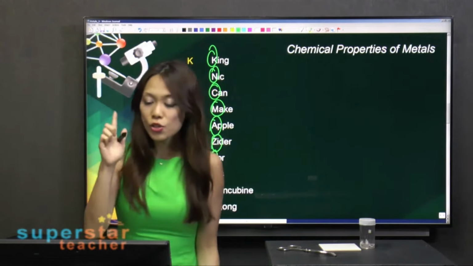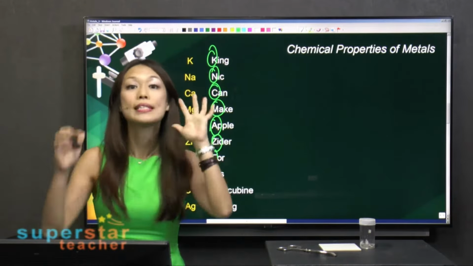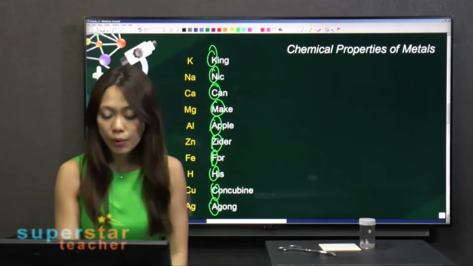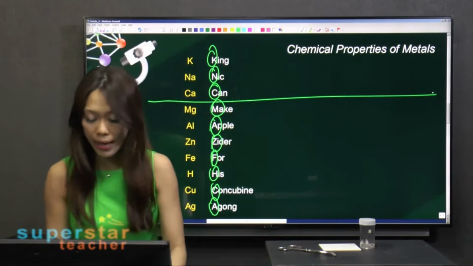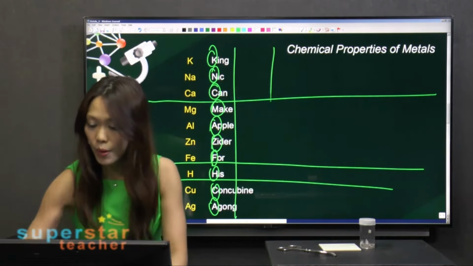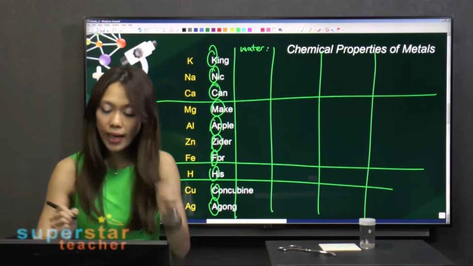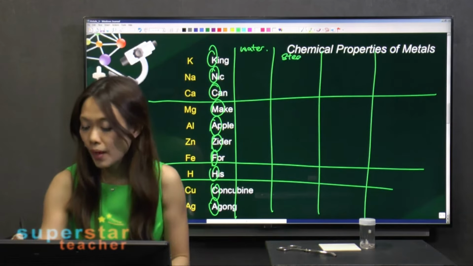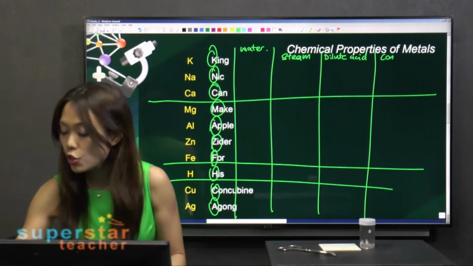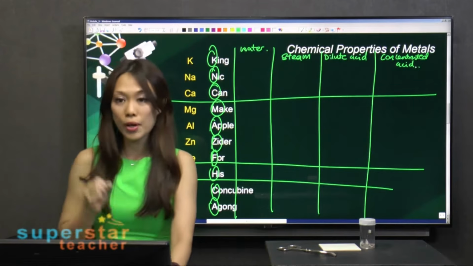Another very important thing that you must know is to learn how to separate them into rows and columns. Take a look at this. First three, draw a line. Hydrogen here, you will separate them. And then there will be four columns. First column will be water, followed by steam, followed by dilute acid, and then followed by concentrated acid.